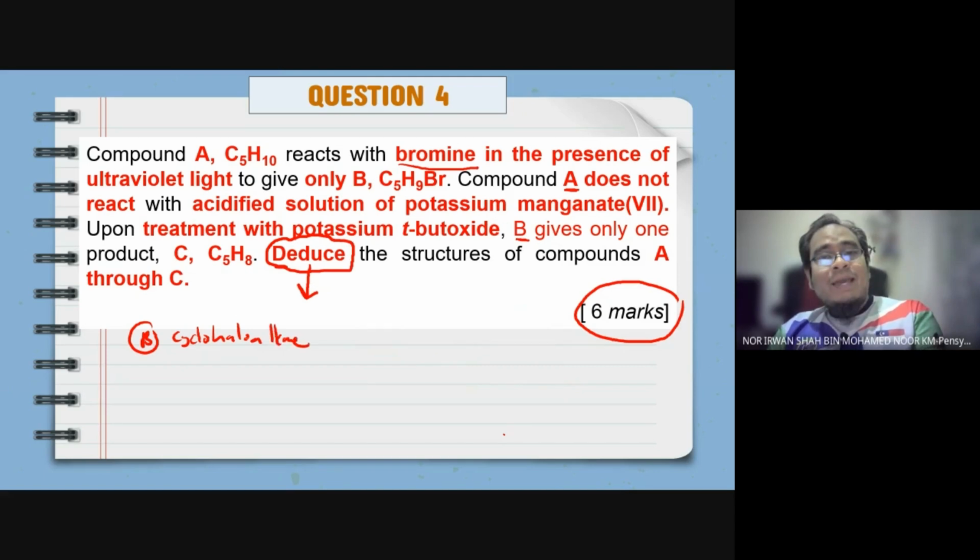Jadi B adalah haloalkane yang ada cyclic structure. Sebab apa? Sebab A adalah cycloalkane. Kan cycloalkane, you buat bromination under sunlight, kita akan dapat cyclohaloalkane ataupun cyclic haloalkane. Okay guys. Jadi apa maksud potassium tertiary butoxide ni?